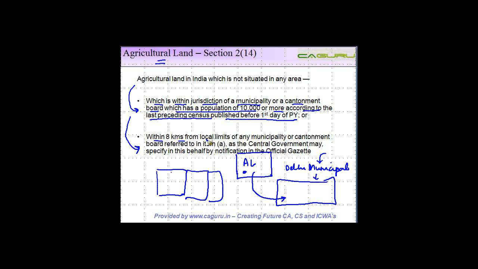Within 8 kilometers from the local limits of a municipality or a cantonment board referred to in item A, as the central government may specify in this behalf by notification in the official gazette. So let's say this is a municipal corporation, municipality, cantonment board, whatever you might call it, right? The first agricultural land which we spoke of had to be within its jurisdiction. So let's say the jurisdiction of the municipality is this green portion. For point number 1, as long as you are within this jurisdiction, even if it is an agricultural land, it is covered, meaning thereby that any agricultural land situated within this area, if you sell it, then the profits arising from that are chargeable to tax under the head capital gains.